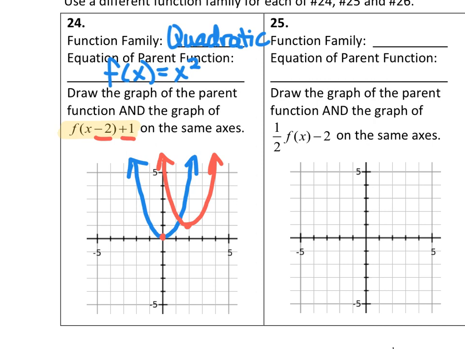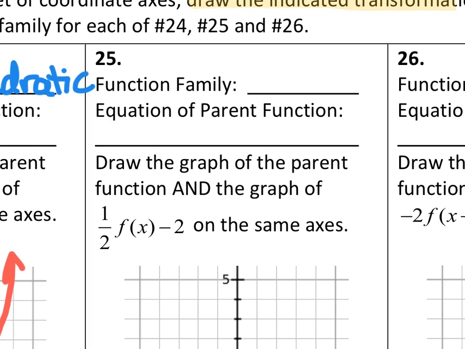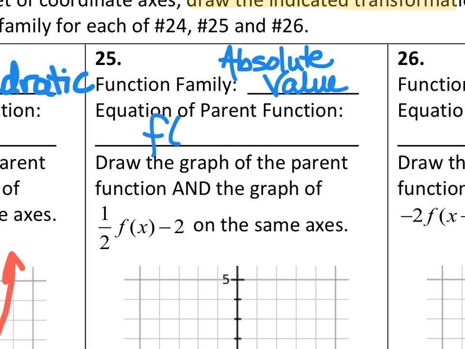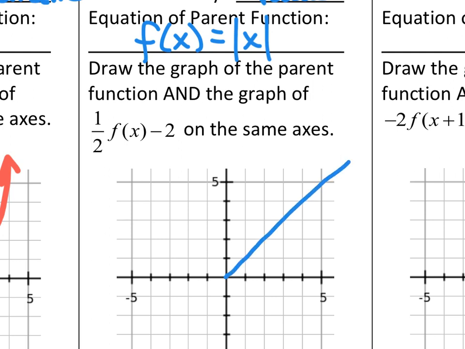The next one that I'm going to choose here is the absolute value function family. Remember that that's the one that looks like a V. And the parent equation for the absolute value is f of x equals the absolute value of x. That has its vertex at the origin and has the two straight line sides in both directions.